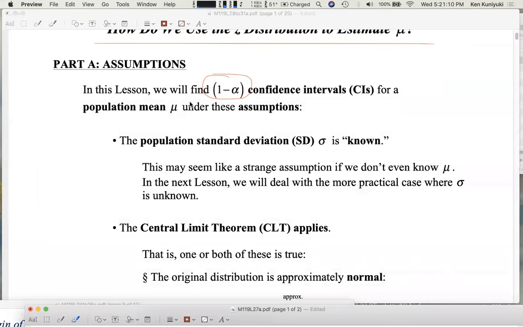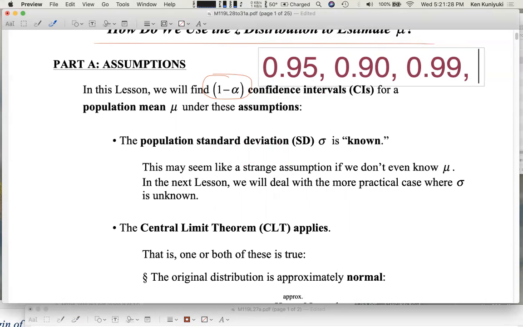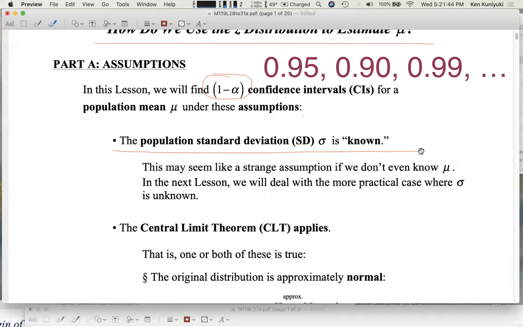Anyway, we want to find 1 minus alpha confidence intervals for a population mean mu. What was the most common confidence level? The most common confidence level was 95%, or 0.95. But we also see 90% confidence intervals, 99% confidence intervals, 80% confidence intervals. Why not? But it should be a high confidence level. Okay, we're going to assume, and this is a big assumption, that the population standard deviation sigma is known. Again, this might seem unrealistic to you, but we're going to assume this for now.